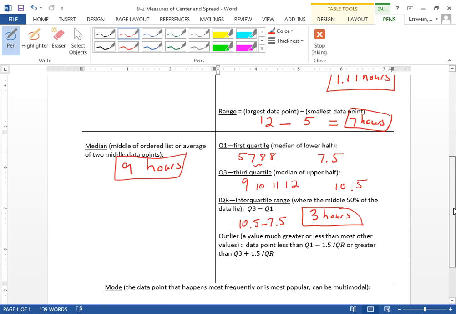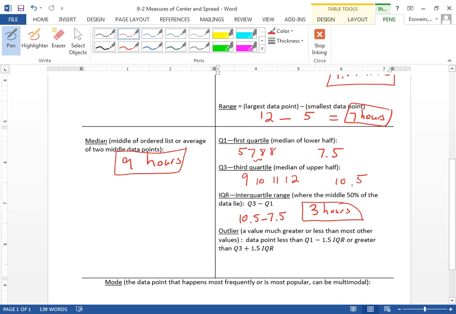And then we can figure out if there are really extreme values using this formula. So if anything is less than Q1 minus 1.5 times the interquartile range, 3, it's called an outlier. And if anything is greater than Q3 plus 1.5 times the interquartile range, then it's an outlier. So Q1 was 7.5. We just plug it into this formula, minus 1.5 times 3.